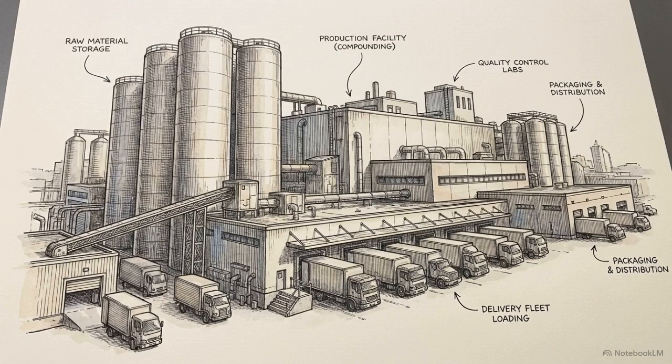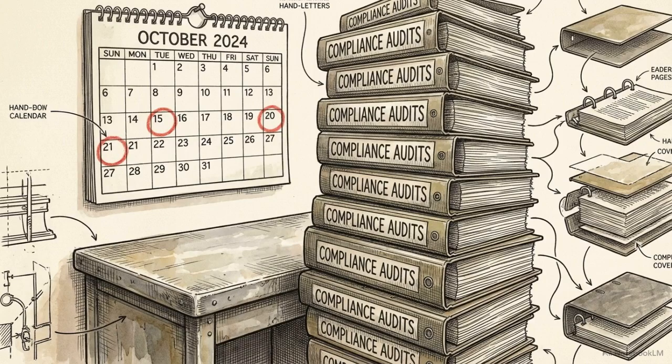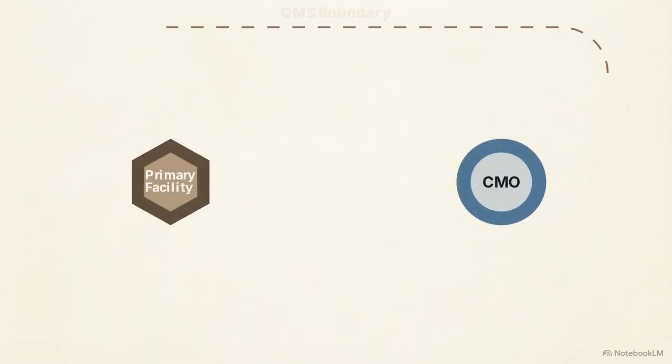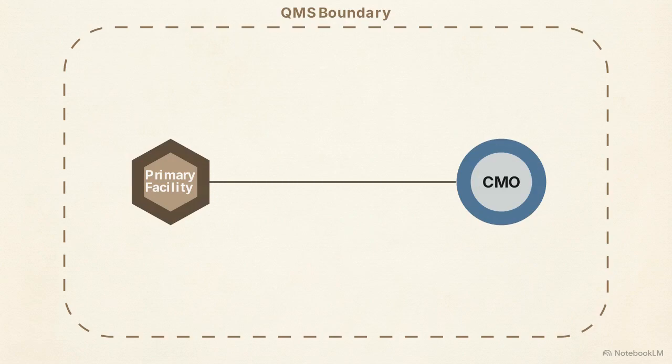The first domain involves the oversight of supply chain and contract manufacturing organizations. Relying on a passive biannual audit of a CMO is no longer a statistically valid method for catching operational deviations. The QMS boundary expands to integrate the CMO module into the central core.